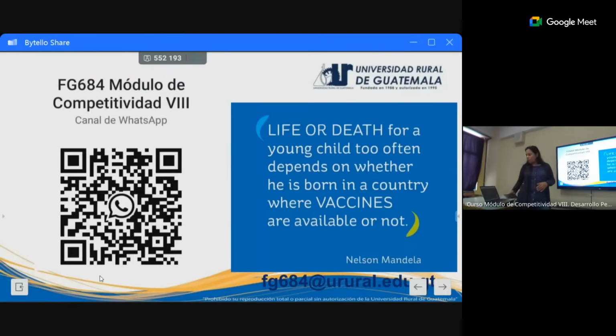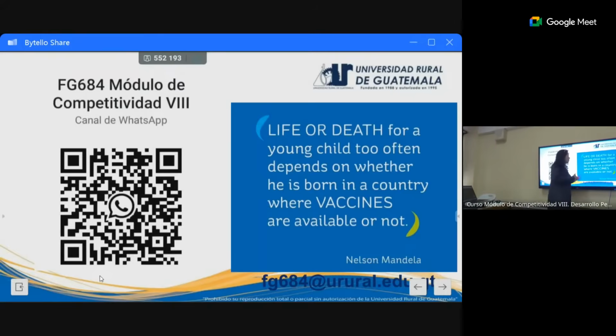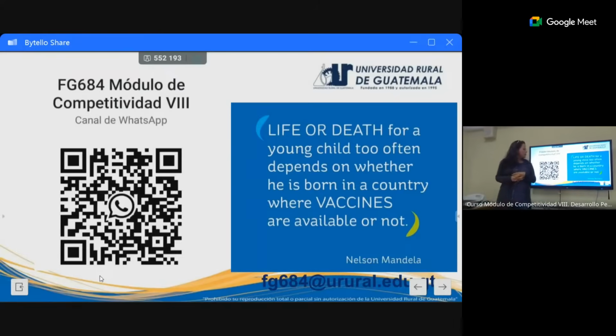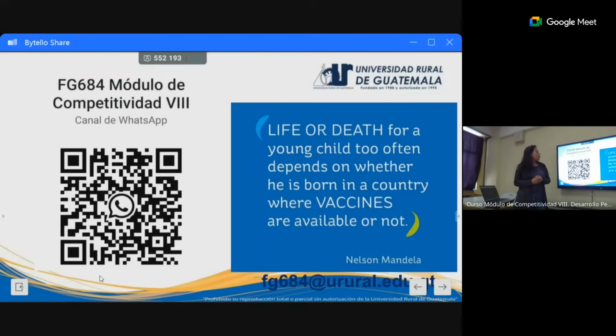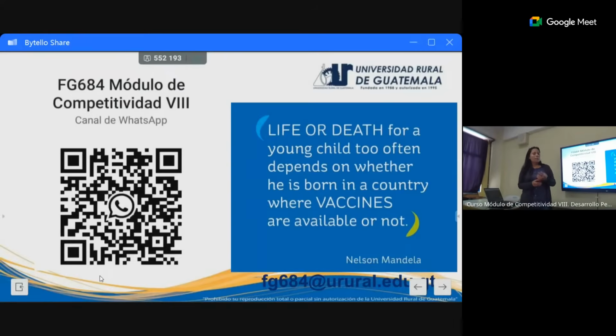And here we have the quote, and the quote says, "Life or death for a young child too often depends on whether he is born in a country where vaccines are available or not." You know how this quote really impacted my life. It is a quote by Nelson Mandela, because that is true. There are other countries where they don't have access to all this, like vaccines. And that's why millions of children in the world die every day, since they don't have access to these vaccines. So how important it is.